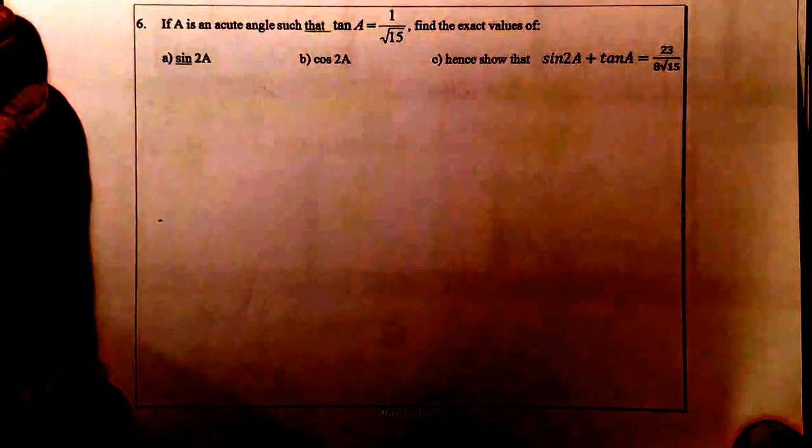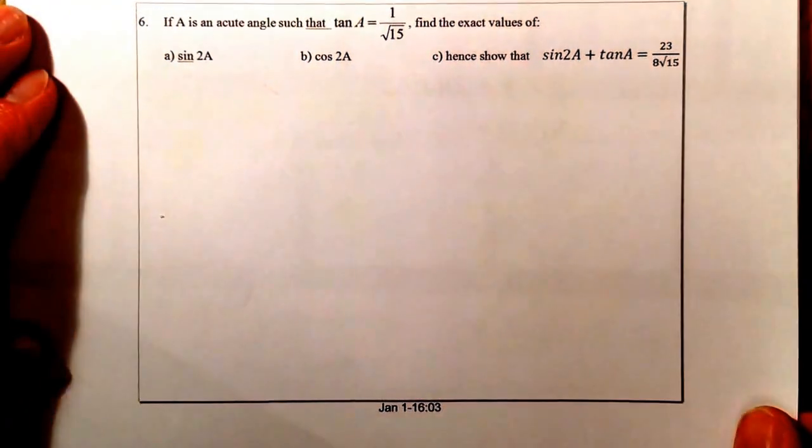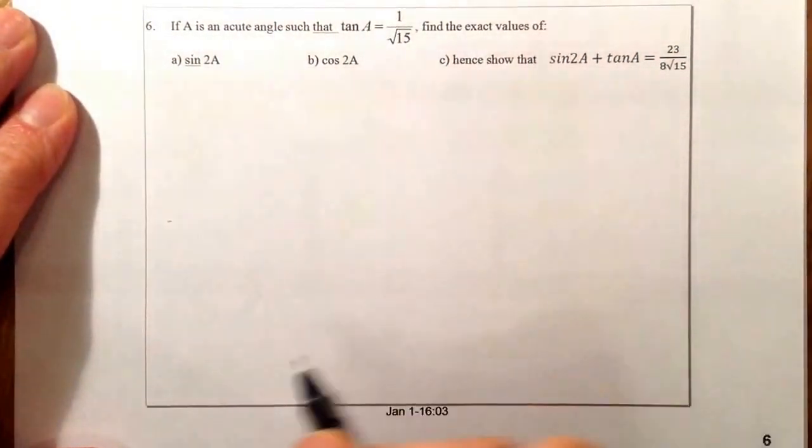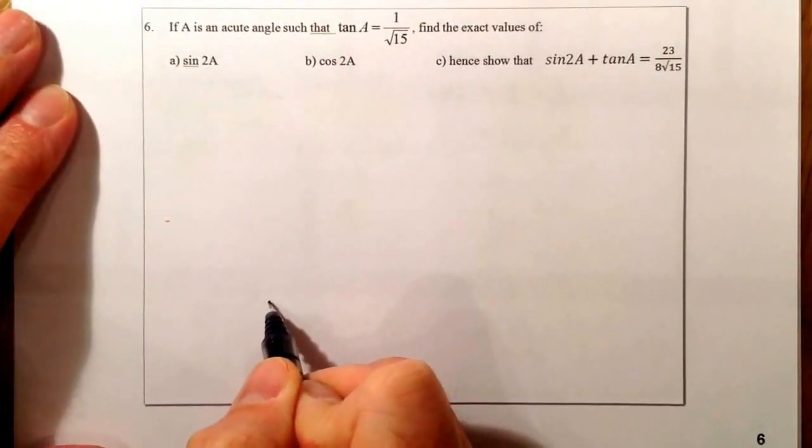Okay, the final one, we've got question 6. And what we're going to do is we're going to do the same type of work again. Right, so I'm going to draw down a right angled triangle, and it's tan A that we have this time. So right angled triangle.